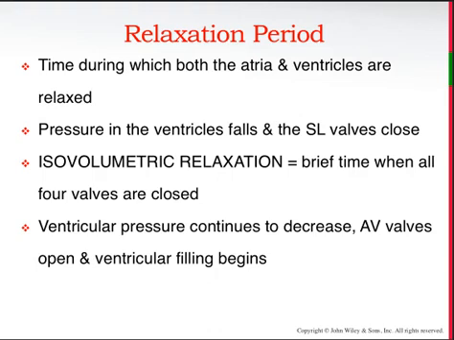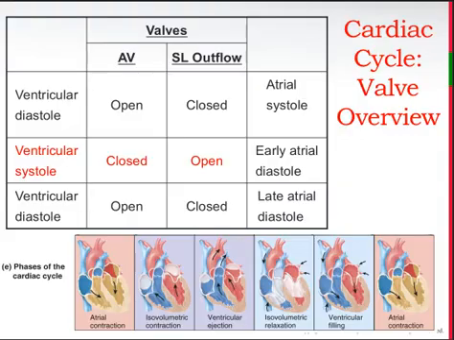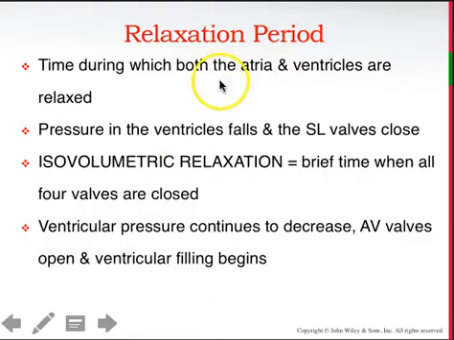You'll remember from our discussion about action potential: depolarization, maintained depolarization, repolarization, and then the relaxation period or the refractory period. In this regard, we're talking about a time when both the atria and the ventricles are relaxed. That was what we had right here, a late atrial diastole and a ventricular diastole. This is called the relaxation period. The pressure in the ventricles falls, the semilunar valves close, and we get something called isovolumetric relaxation.